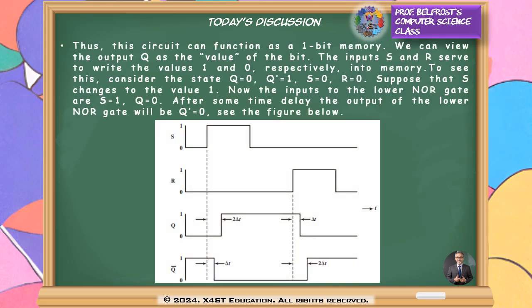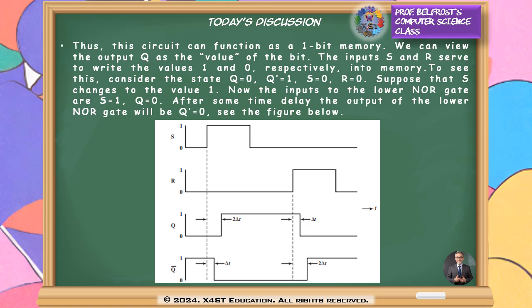Thus, the circuit can function as a 1-bit memory. We can view the output Q as the value of the bit. The inputs S and R serve to write the values 1 and 0 respectively into it. To see this, consider the state Q equals 0, Q not equals 1, S equals 0, R equals 0.